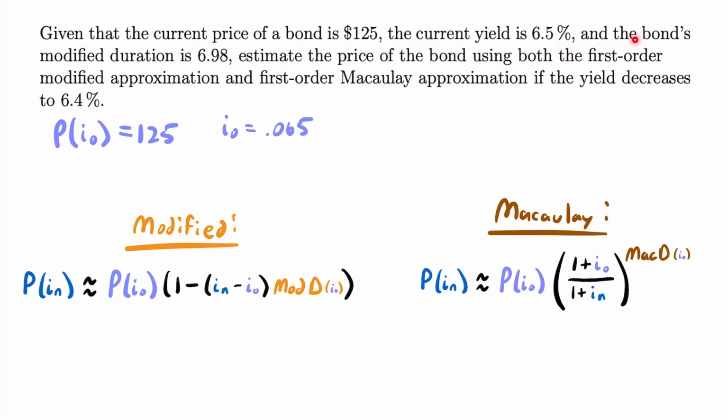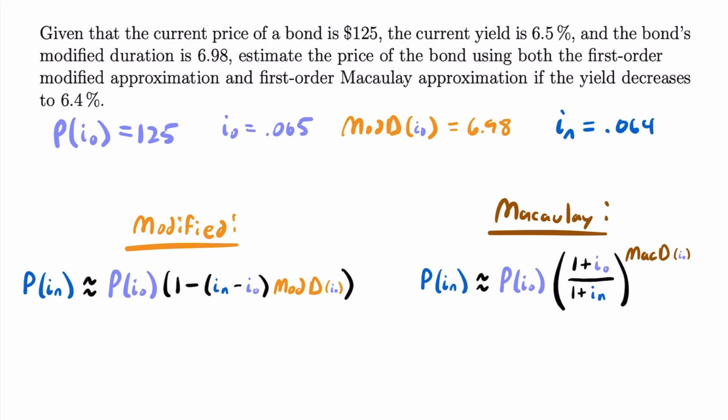And then we were told that the bond's modified duration is 6.98. So the modified duration at the original interest rate, I naught, or in this case 0.065, is equal to 6.98. And then finally, the last thing that we know here is that we want to estimate the price of this bond if the yield rate decreases to 6.4%. So our new interest rate, or new yield rate, I sub n, is equal to 0.064. That's 6.4% as a decimal.